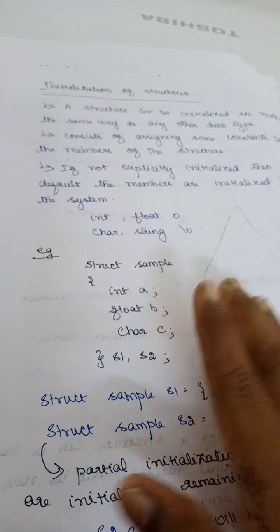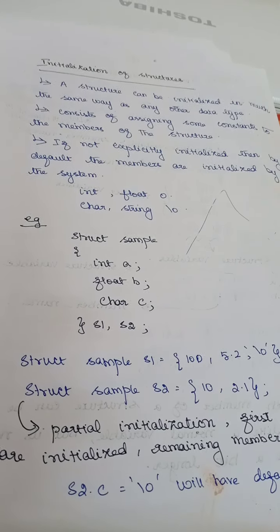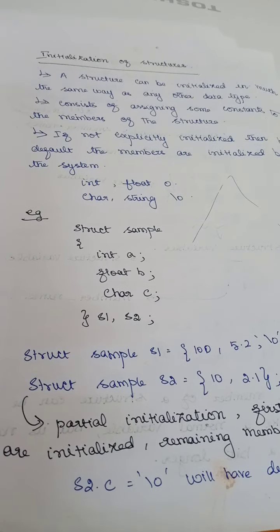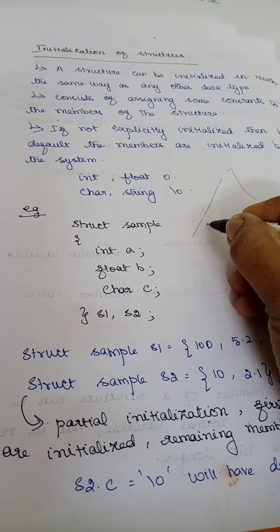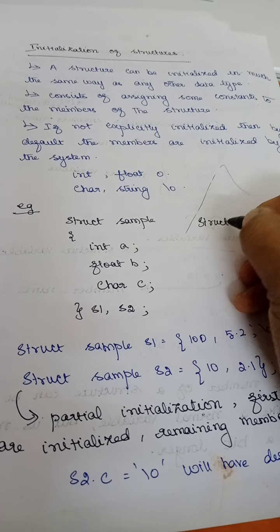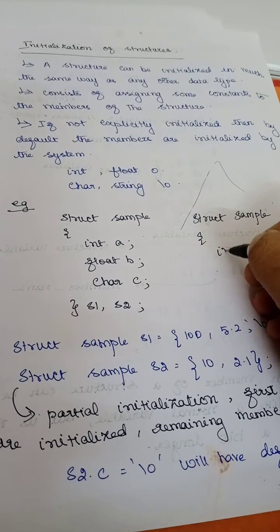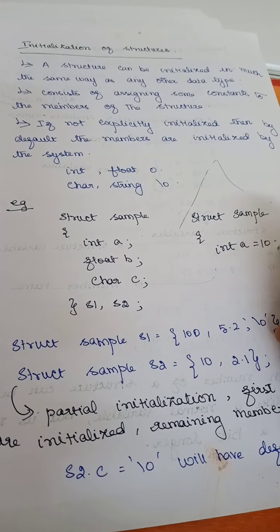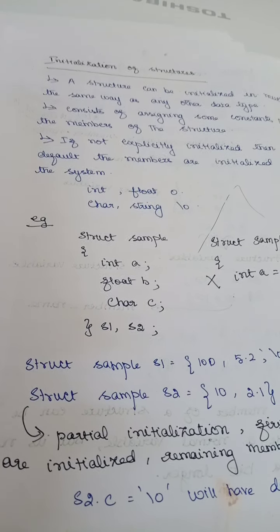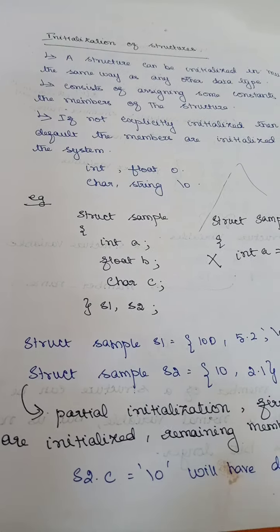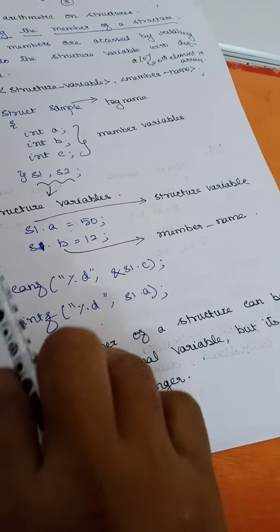And how to initialize? I can initialize like this. If you are not initializing, your compiler will automatically assign values to your members, right? And here I cannot write like this: struct sample. This is wrong. This is completely wrong. This type of initialization is not possible. Is that clear? This is an error. If you want, I can initialize separately like this, right?